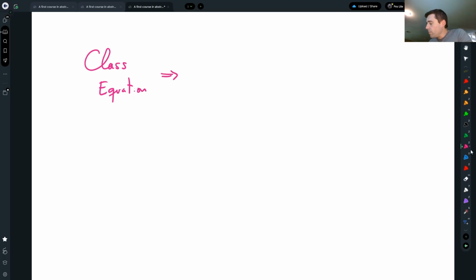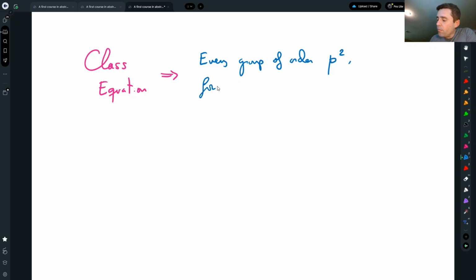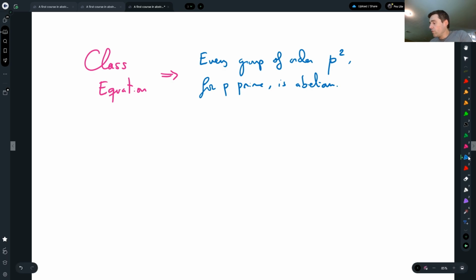We proved, for example, that every group of order p squared, for p prime, is abelian. So between the things that we already know about abelian groups and this result, it helps me understand a lot of different groups. Let's see what groups we can understand with those two statements. We have groups of order 1, that's the trivial group.